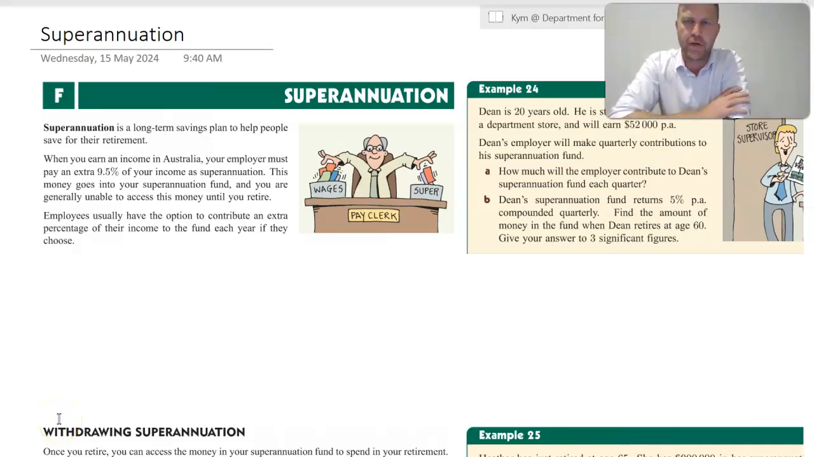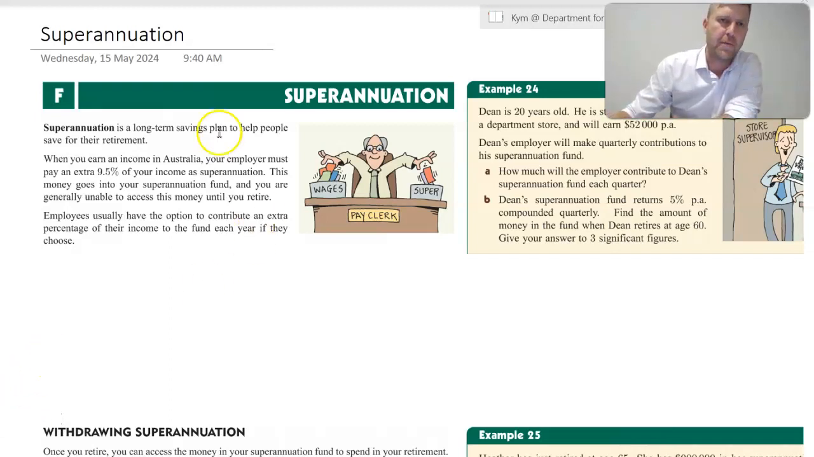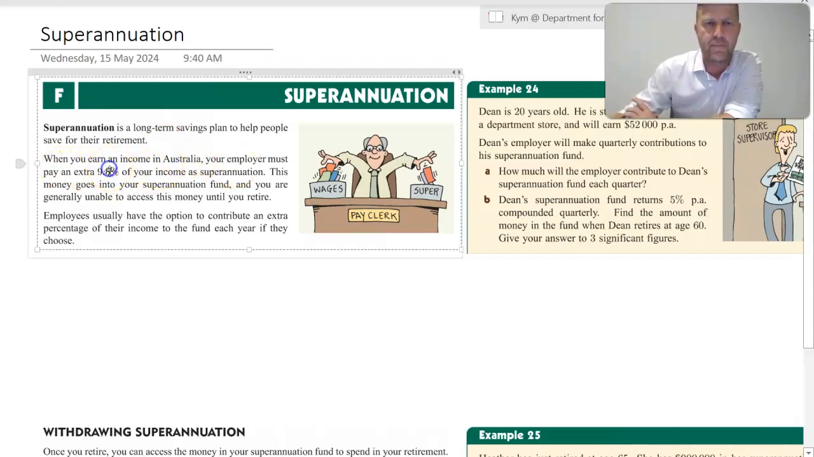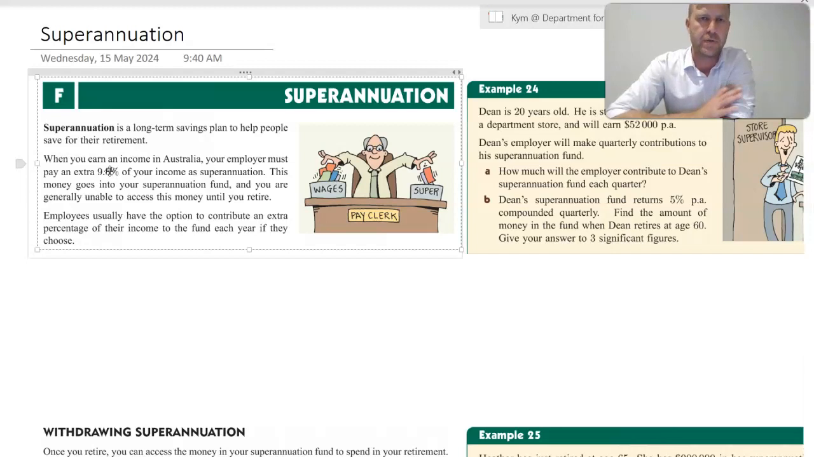In today's video, I'm going to be going through a couple of examples involving superannuation. Now, this is from the textbook. It says superannuation is a long-term saving plan that helps people save for retirement. Now, it's got in here that in Australia, your employer must pay an extra 9.5% of your income as superannuation, and that sort of goes towards a fund that you can access when you retire.